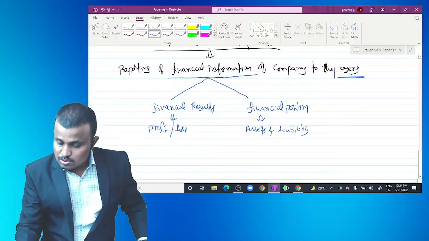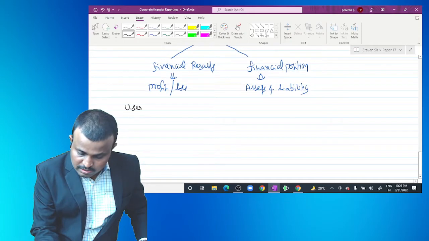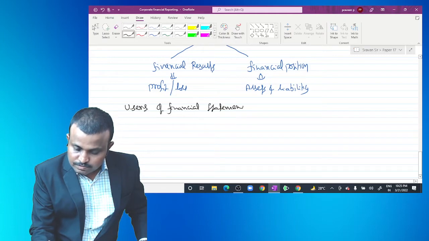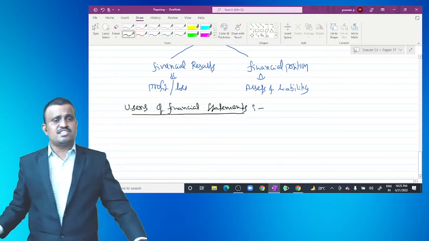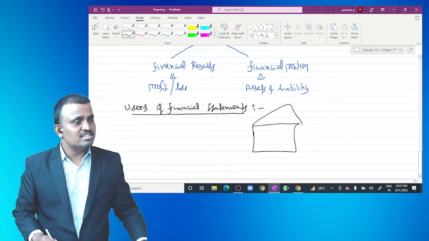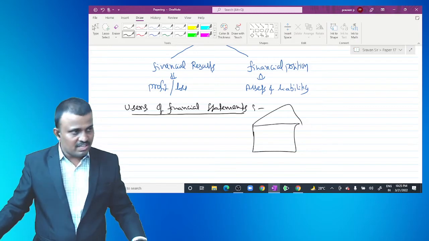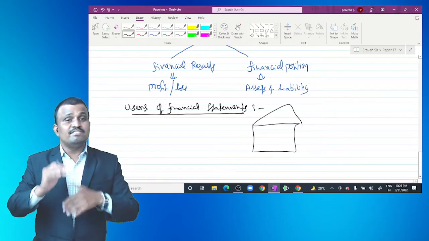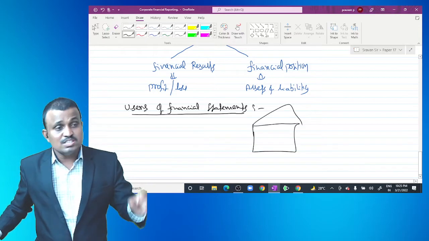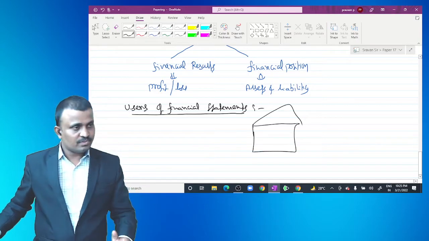Here we use the word users. So what is meant by users of financial statements? If you observe day-to-day business activity, day-to-day business operations, a number of parties deal with the business. Every party requires the financial information of the company. Based on the financial information, they will take the decision whether they will continue with the business or not. So those persons who deal with the business in the day-to-day business operations are technically called users.